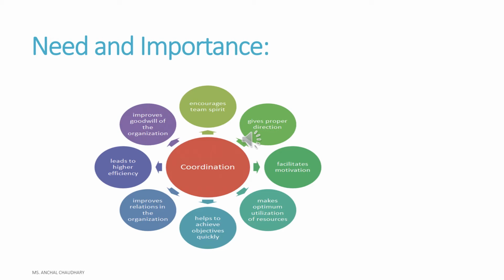Second, it keeps proper direction. There are many departments in the organization and each department performs different activities, right? So coordination brings these activities together to achieve organizational goals or common goals. This coordination gives all the departments proper direction to work in a harmonious and coordinated way, so that all the activities are done in a coordinated way and they can accomplish their task.